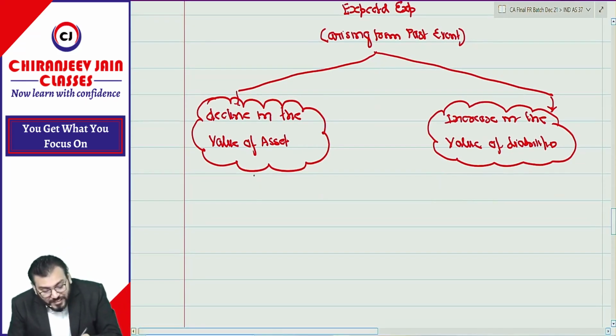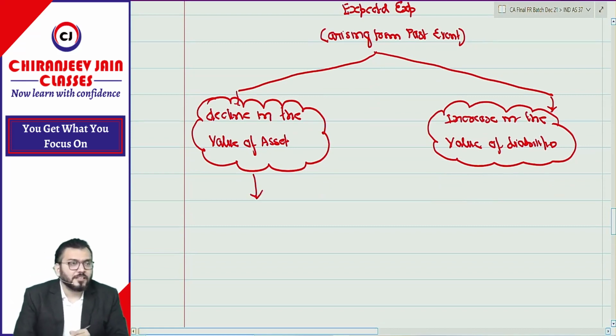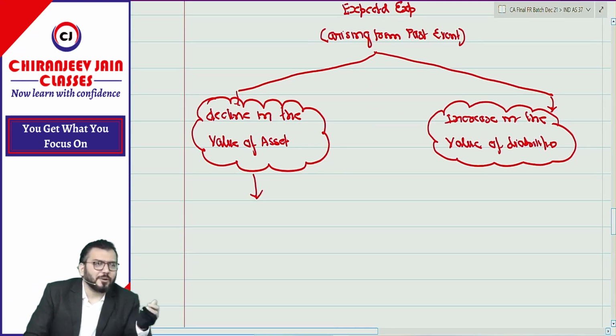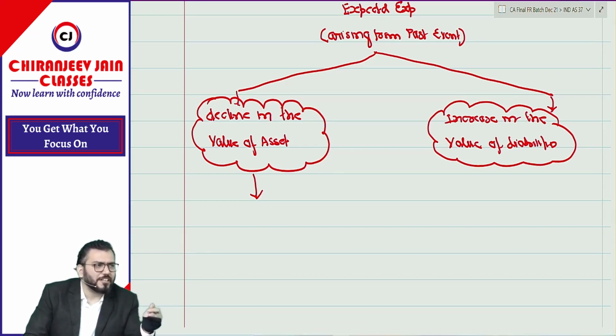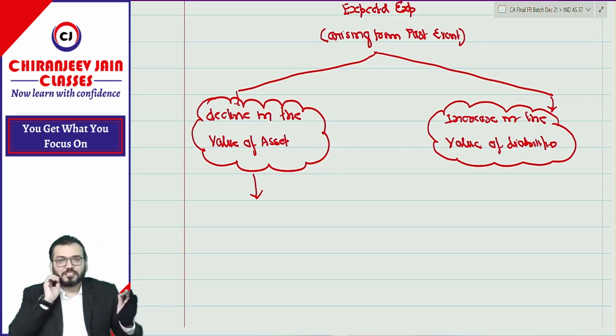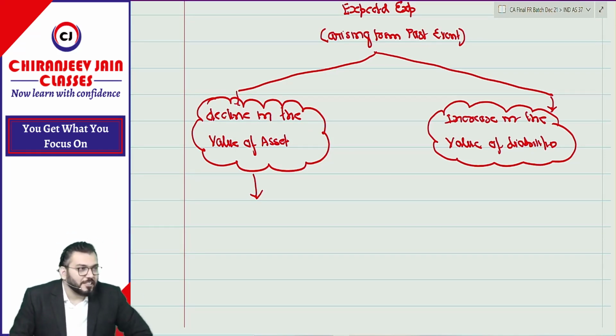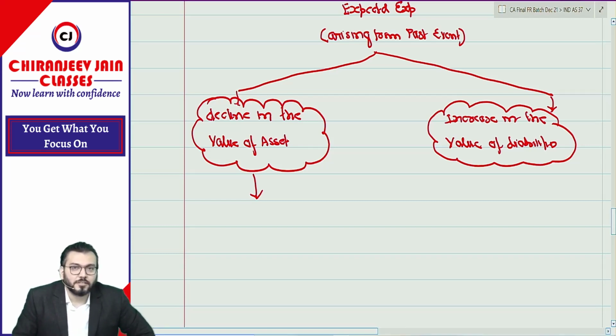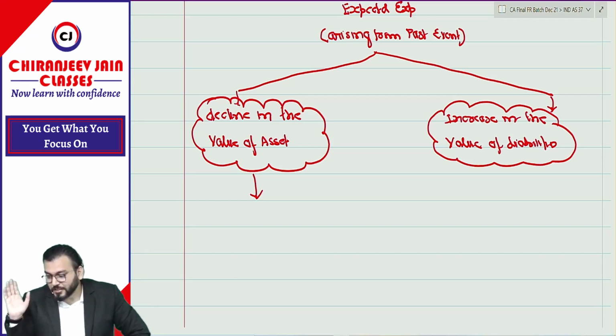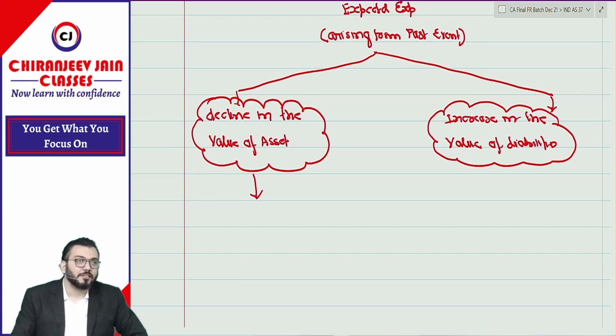So when I am saying decline in the value of asset, any asset, it can be inventory, it can be property, plant, equipment, computer, it can be receivable, debtor. Asset means any asset. You know many examples of asset even though you don't know the meaning of asset. Right? Today class is very interesting. Thank you very much. I'm an interesting person.